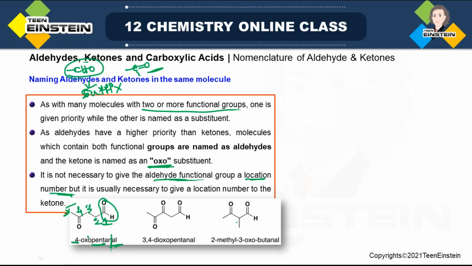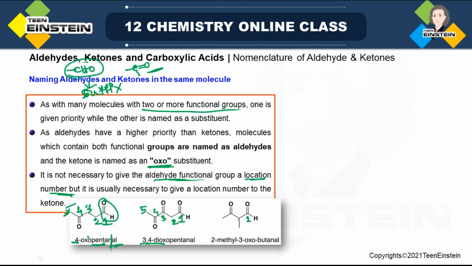Next molecule, you have 2 keto groups and 1 aldehyde, 1, 2, 3, 4, 5. And see, as it is mentioned that it is not necessary to give the aldehyde functional group any location, so we have not given any location. Location is only for the oxo. At 3 and 4 position we have 2 oxo groups, so 3,4-dioxo. Then as usual, like the previous example, it is pentanal.